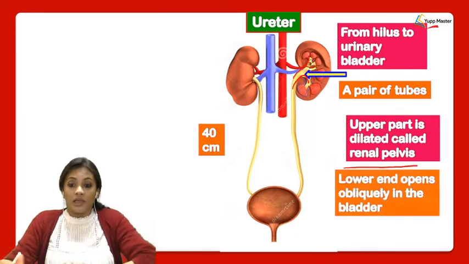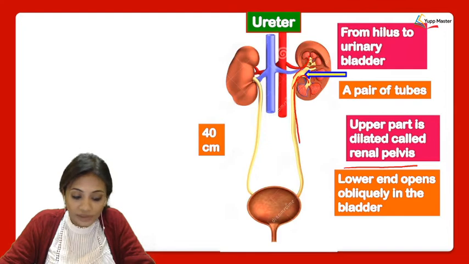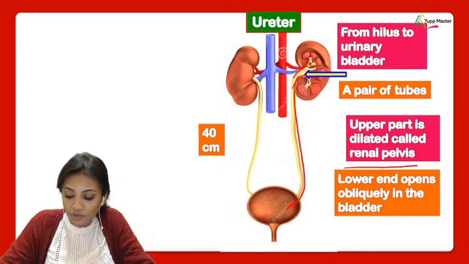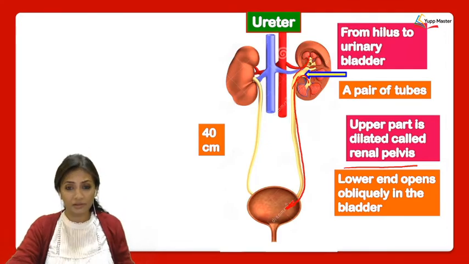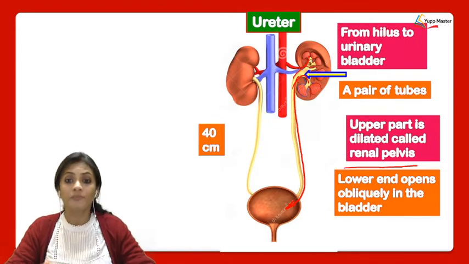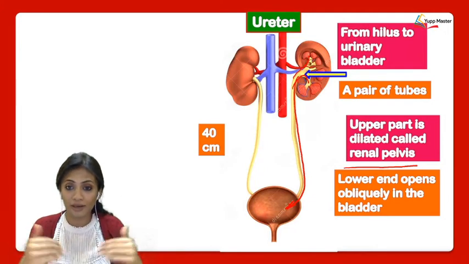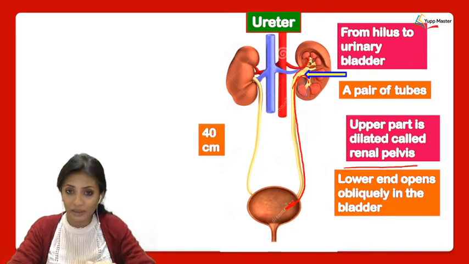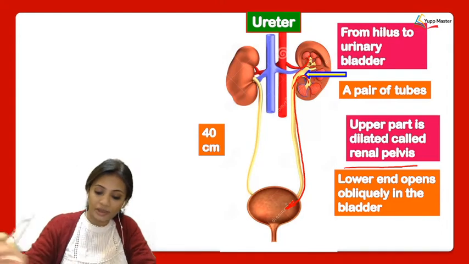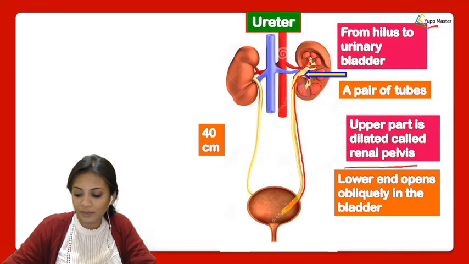So we also see that it starts from there, goes all the way down, and enters into the urinary bladder. The ureters enter into the bladder, but when they enter, they enter obliquely into the bladder. So why obliquely? Just imagine that there's urine being filled, urine is coming down and being filled in the bladder.